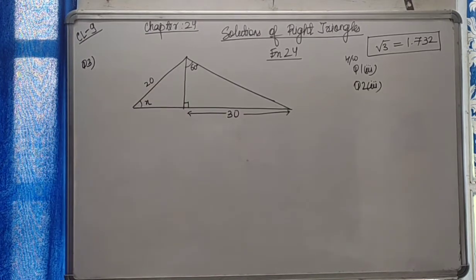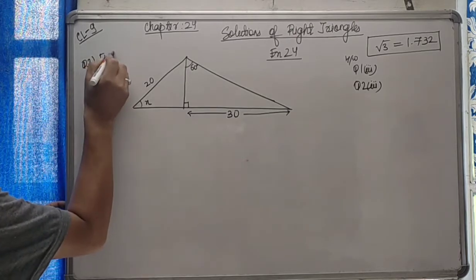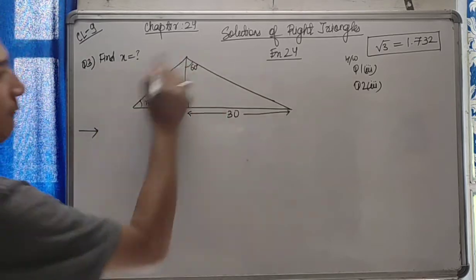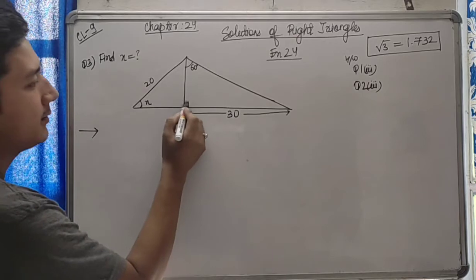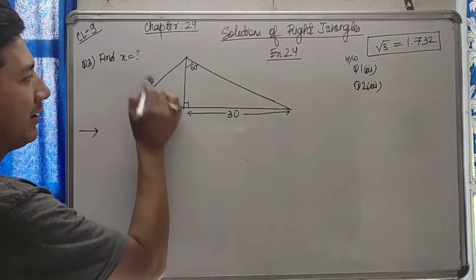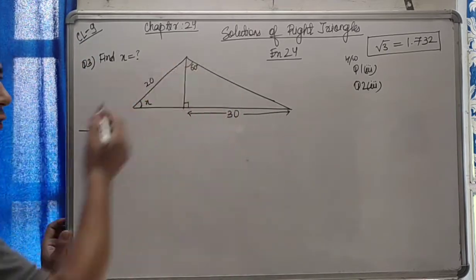All right, boys, let's move on to question number 3. Out here, I need to find the value of x. The question says find x. So make the figure first. X is out here, this angle is x, this is 90, this is 60, this side it is 20, and from here till here it is 30. Okay, I hope you're clear with the question.